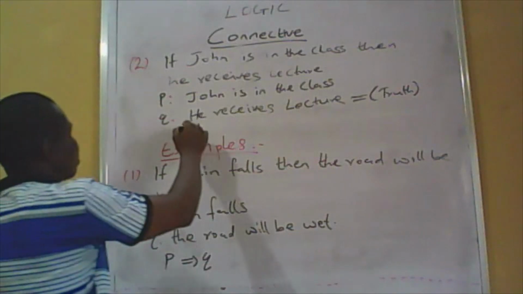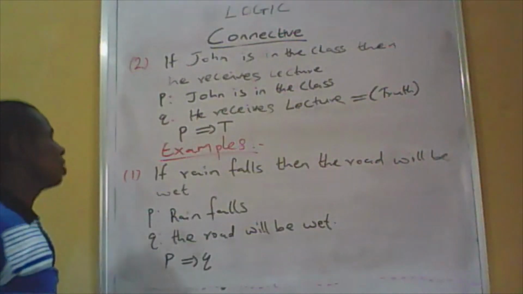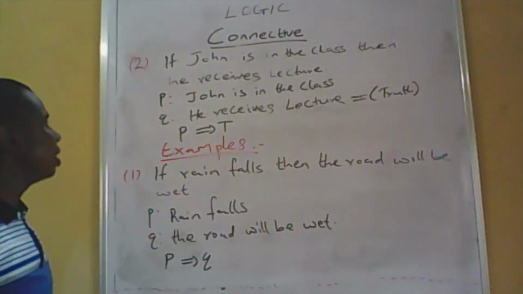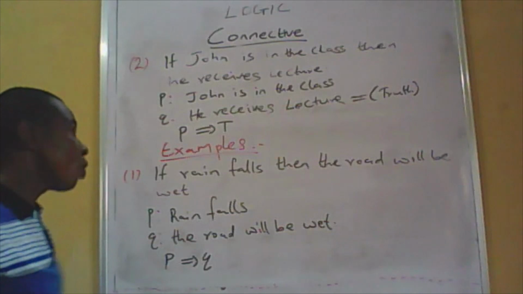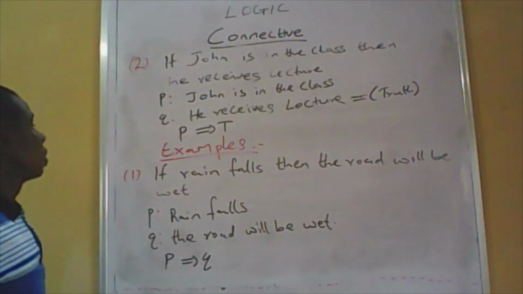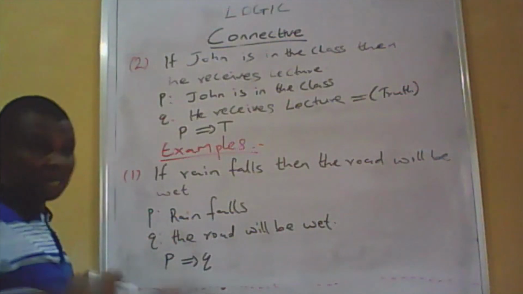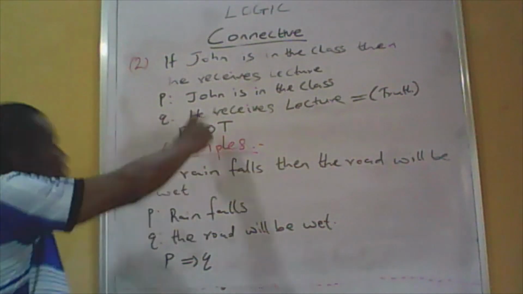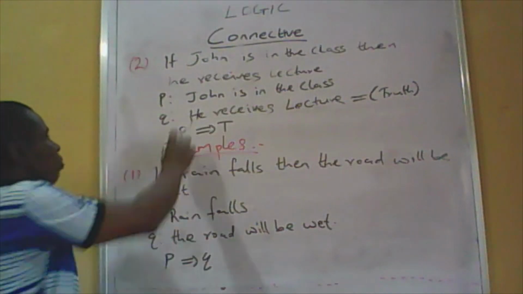We symbolize it as P implies T. If John is in the class, then it is true that John will receive lecture. If you like, it can go so false. This one can be false, but it varies. It can be false that John wasn't in the class, but he receives lecture. So it can vary. It can be true, it can be false. It can be John is not in the class but he receives lecture, or John is in the class and he receives lecture. But this one now is known, that John receives lecture, so it is called true. That means P implies T.